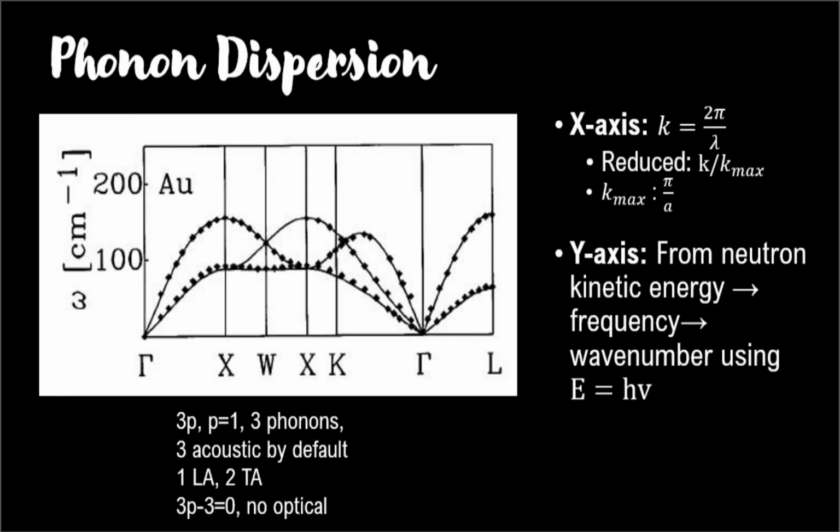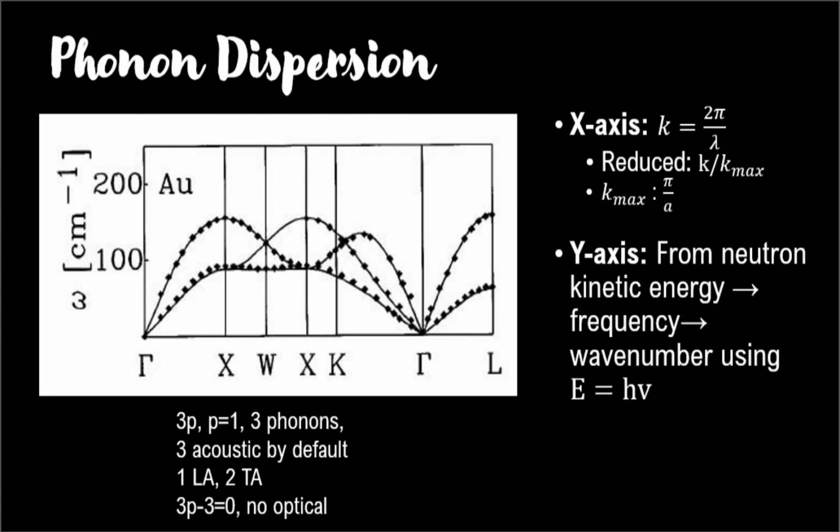Before that, we need to know what the x-axis and y-axis represent. For the x-axis, it is the wave constant k, which equals 2 pi over lambda. Here the x-axis is actually reduced, so it is k over k max. K max is equal to pi over a, which means a equals lambda over 2. The y-axis is energy, but it is converted from neutron kinetic energy to frequency, then to wave number. They convert using the formula E equals h nu.